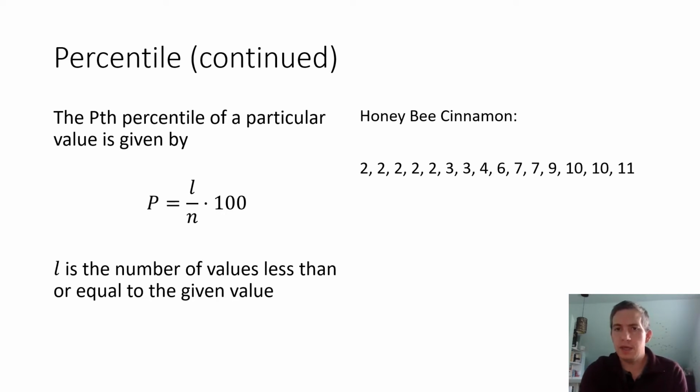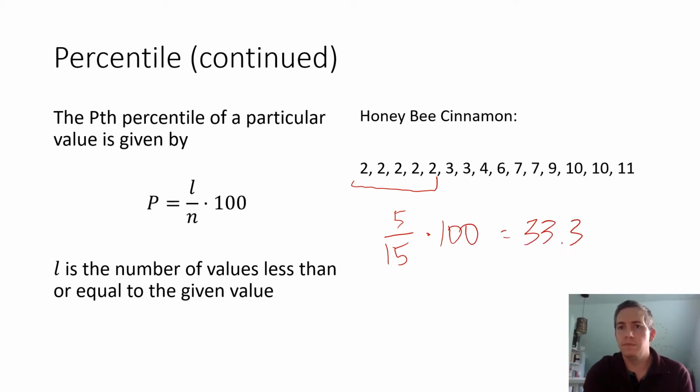So earlier I said that 2 was actually in more than one percentile. That's because, if we wanted to figure out the actual percentile of 2, we would see that there are 5 observations that are less than or equal to 2. So to find the percentile for 2, we take 5 over 15 and then multiply it by 100. And we get 33.3. So 2 is actually the value whose percentile is 33.3.